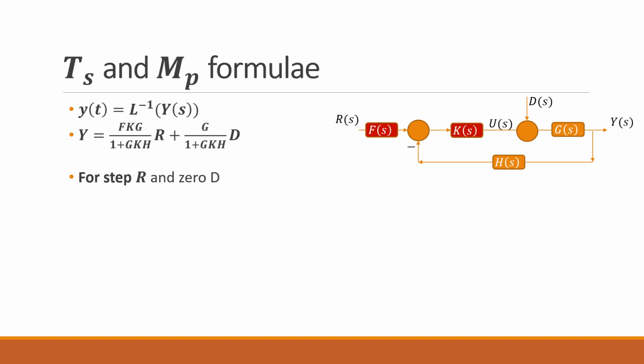Now for a moment, if we just ignore the effect of disturbance and just consider the R, the whole block diagram can be simplified into a single block whose input is R and the output is Y. And the transfer function from R to Y, i.e. the closed loop transfer function, is FGK over 1 plus GKH.